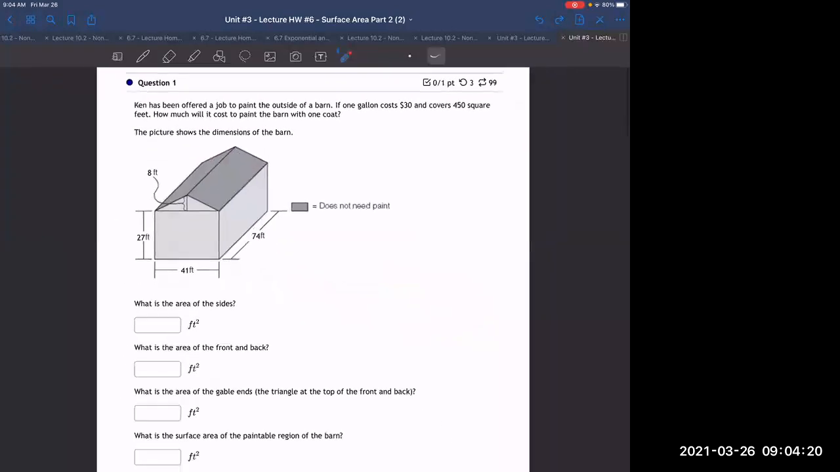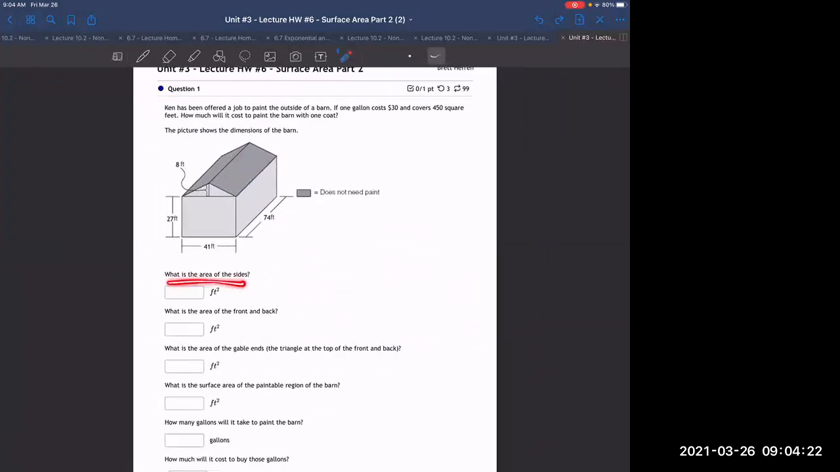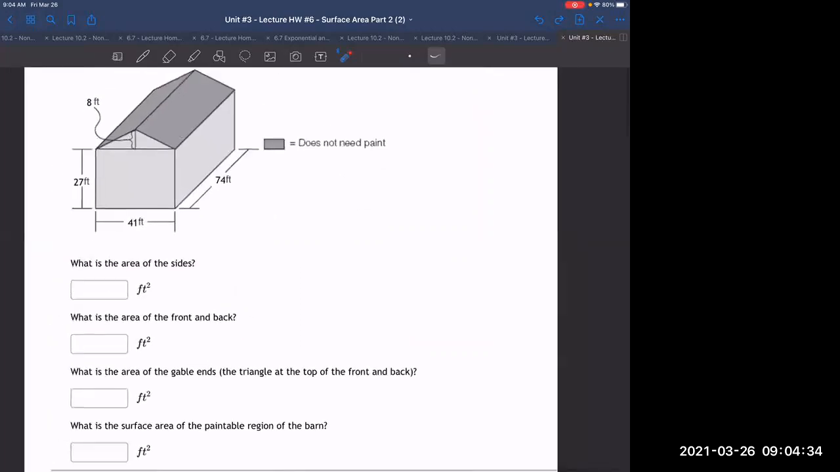And they're going to lead us through it step by step. So first off, they want the area of the sides, and then they want the area of the front and the back, and then they want the area of the gable, which is a weird word, which means the triangle at the top and the bottom of the front. So they're breaking it into pieces. Do you see what they're doing there?